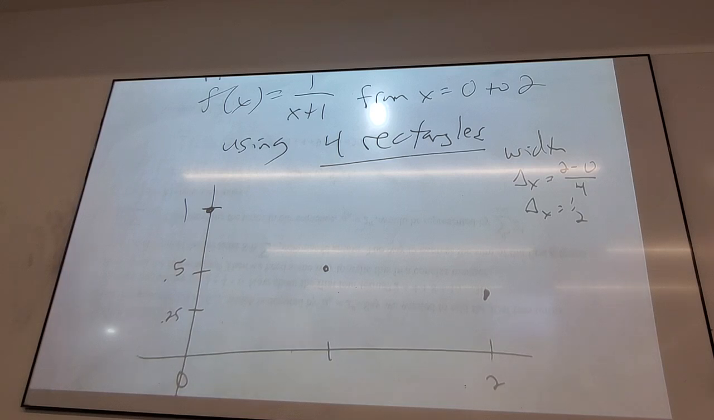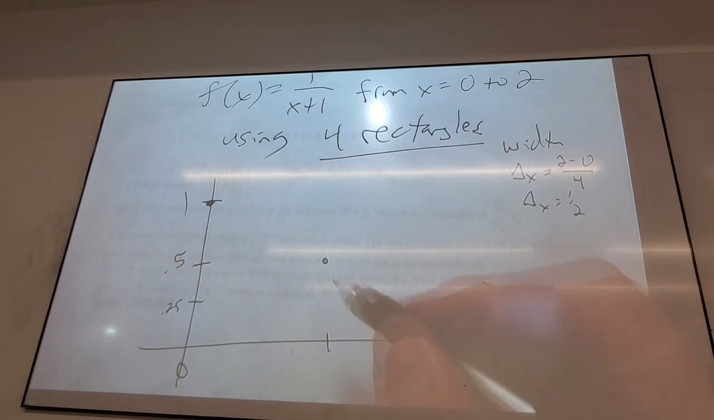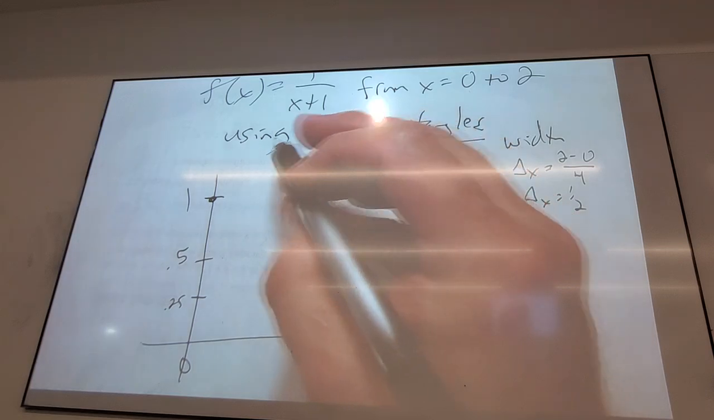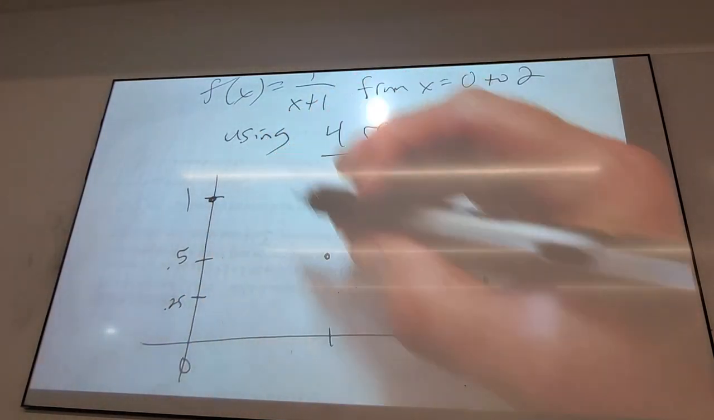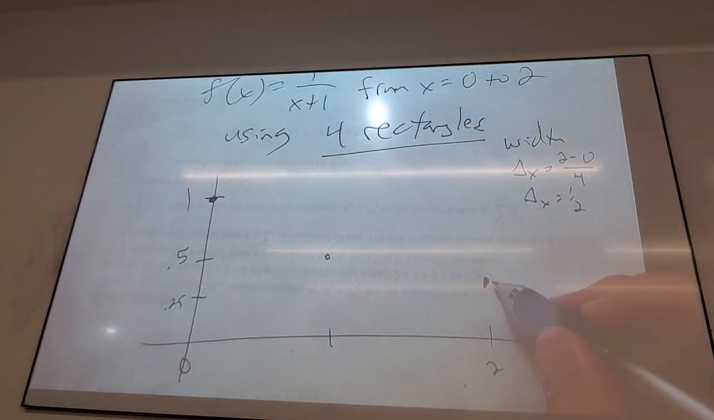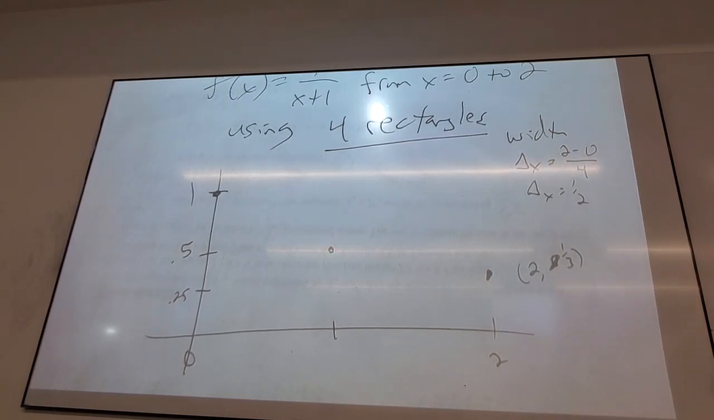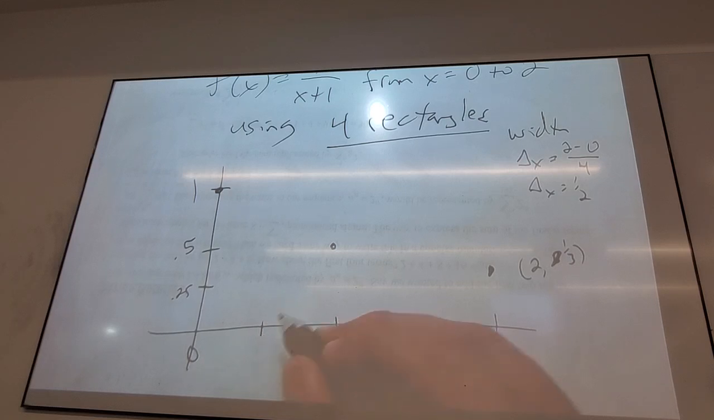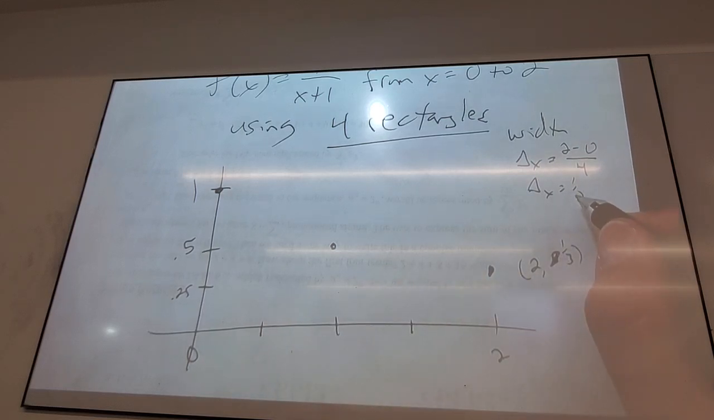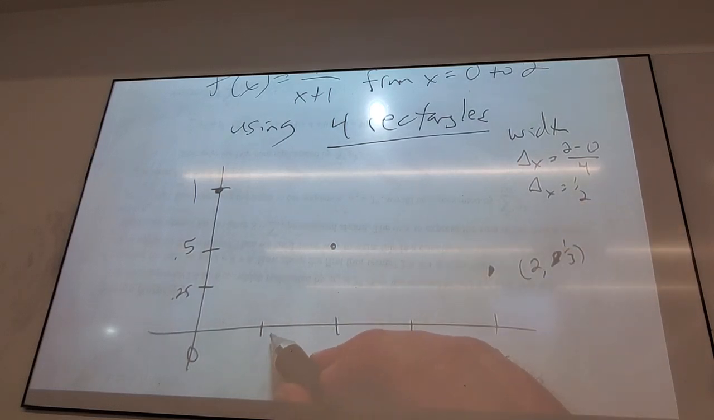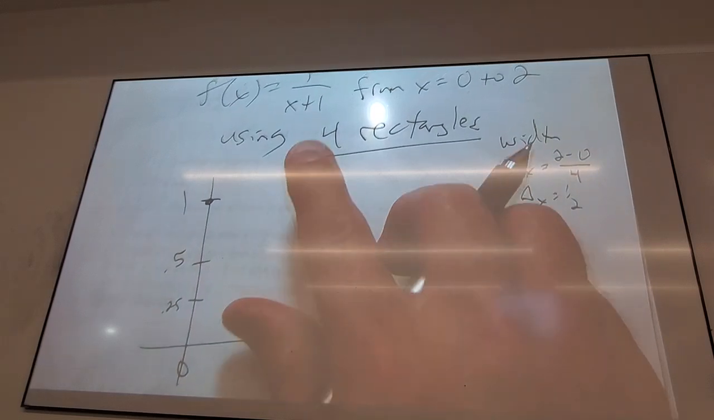Now, what other ones do I want to plot? So let me identify what I've got here. It's 0, 1, and then 1.5, and then I'm going to put next to this guy 2, 1/3. I might as well investigate the half points, right? Because my width is 1/2. So what do I get when I put a 1/2 in?